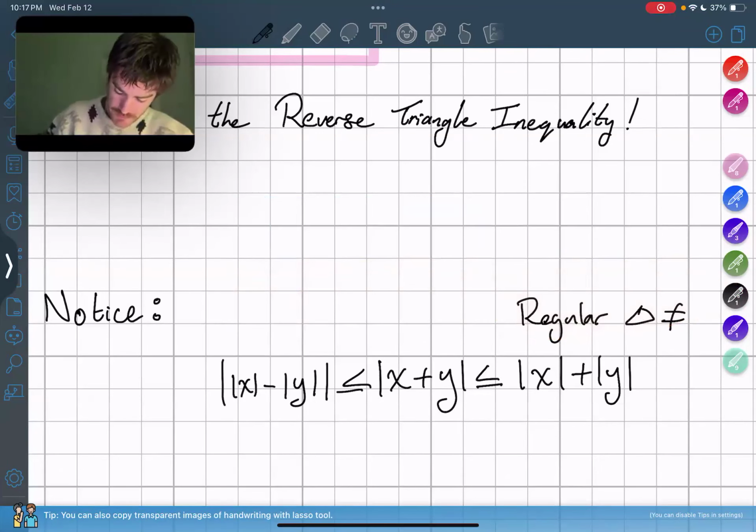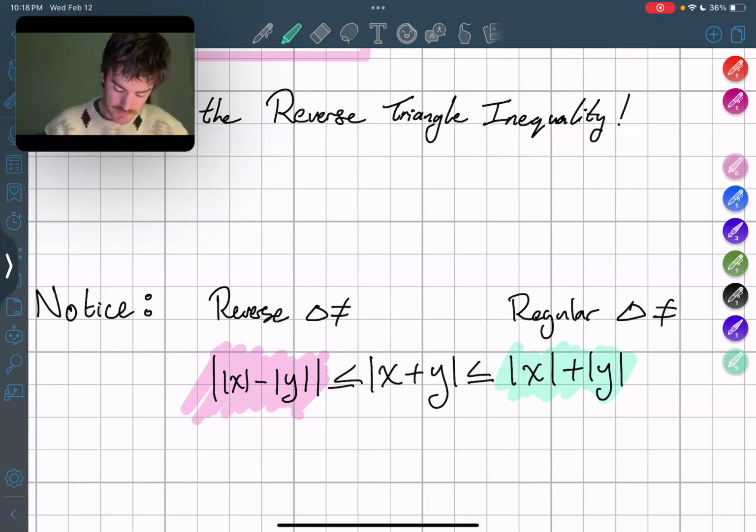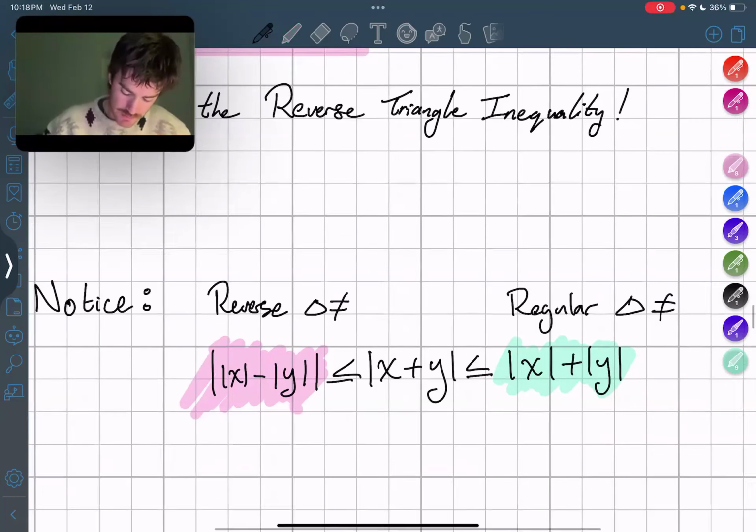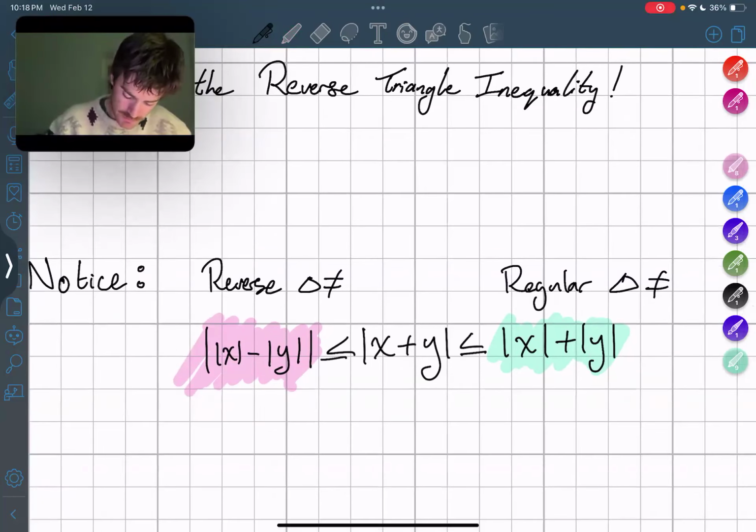And this is honestly just a really cool thing to notice. You sort of see that what we're really doing here is creating an upper and a lower bound. So we have this lower bound of the reverse triangle inequality, and we have the upper bound of the regular triangle inequality. And they both sort of insulate what everything is really all about, which is just the absolute value of x plus y.